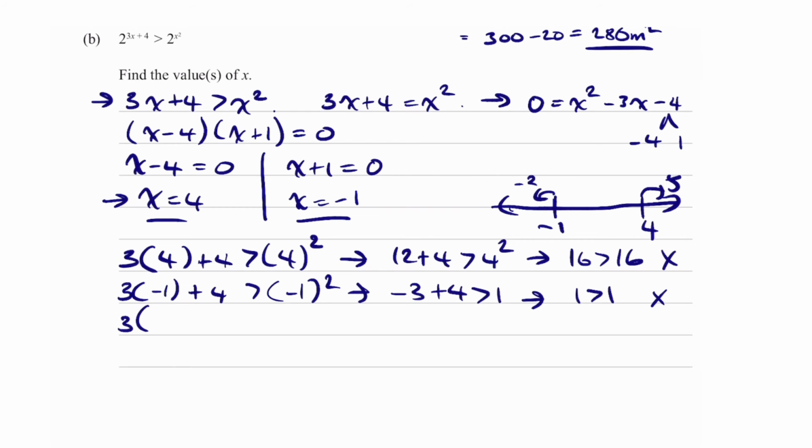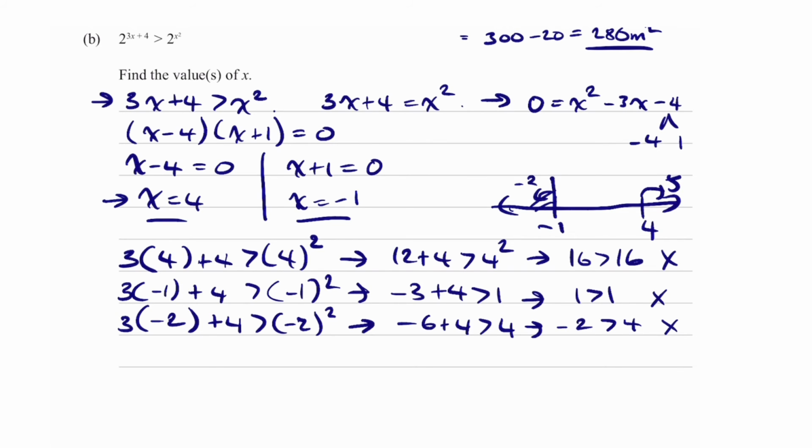So what's 3 to the power of negative 2? Sorry, 3 times negative 2 plus 4 is greater than negative 2 squared. Solving this, we get negative 6 plus 4 is greater than 4. So is negative 2 greater than 4? The answer is no, right? So anything including negative 1 or less is not going to hold for our inequality.